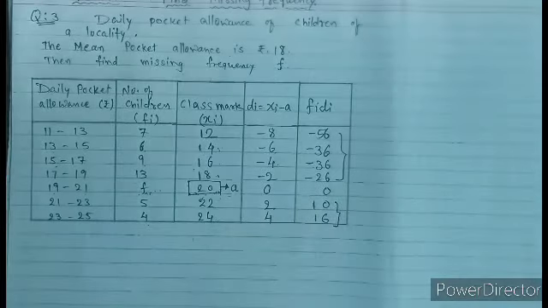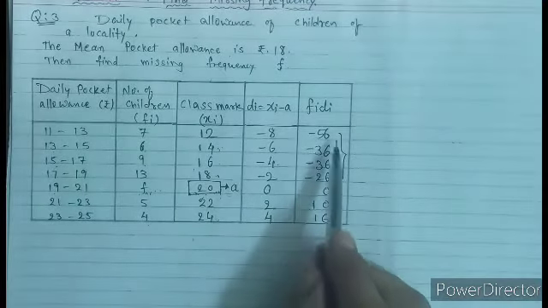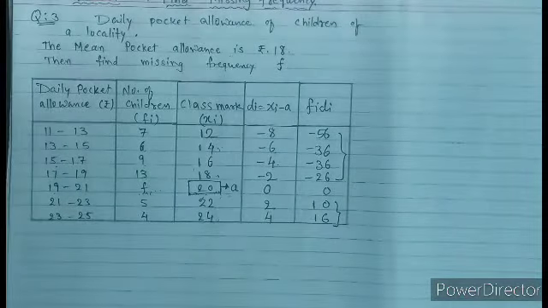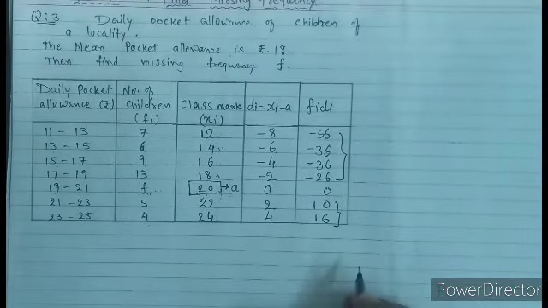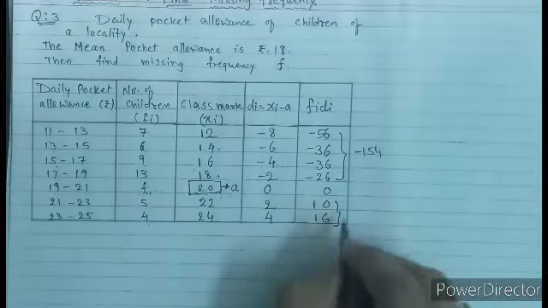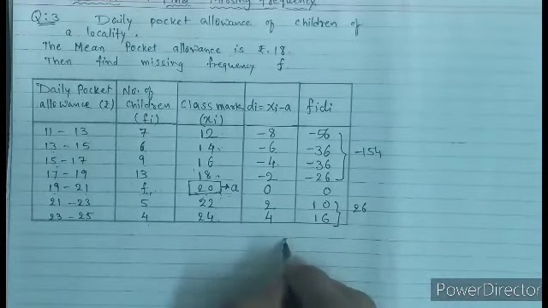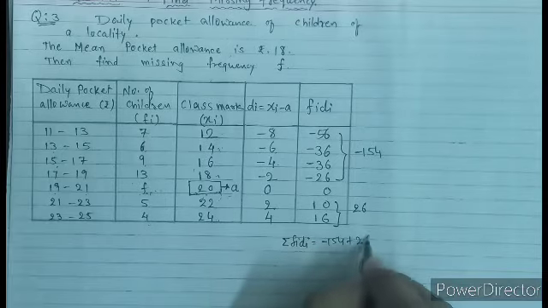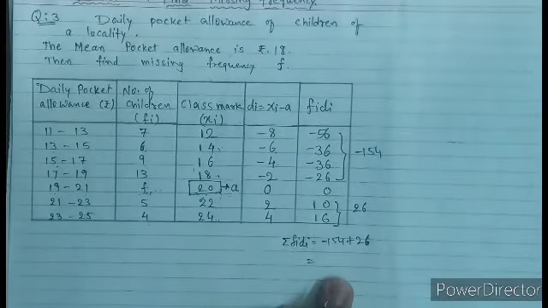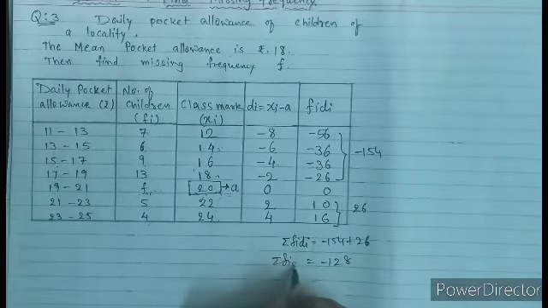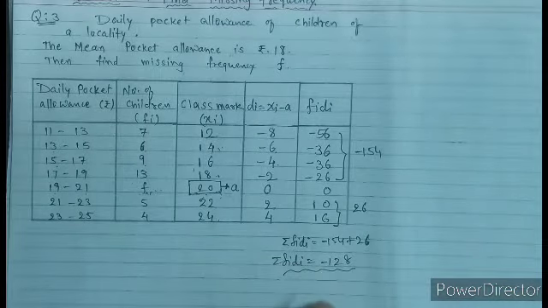Now we have to get sigma fi di. We will get the sum of negative terms and the sum of positive terms. Do the sum, total of all these negative numbers and total of all these positive numbers, do it yourself. So here the sum of negative numbers is minus 154 and the sum of positive numbers is 10 plus 16, which is 26. Now sigma fi di equals minus 154 plus 26. Do it fast. Minus 154 plus 26 will be minus 128. So we got sigma fi di equals minus 128.